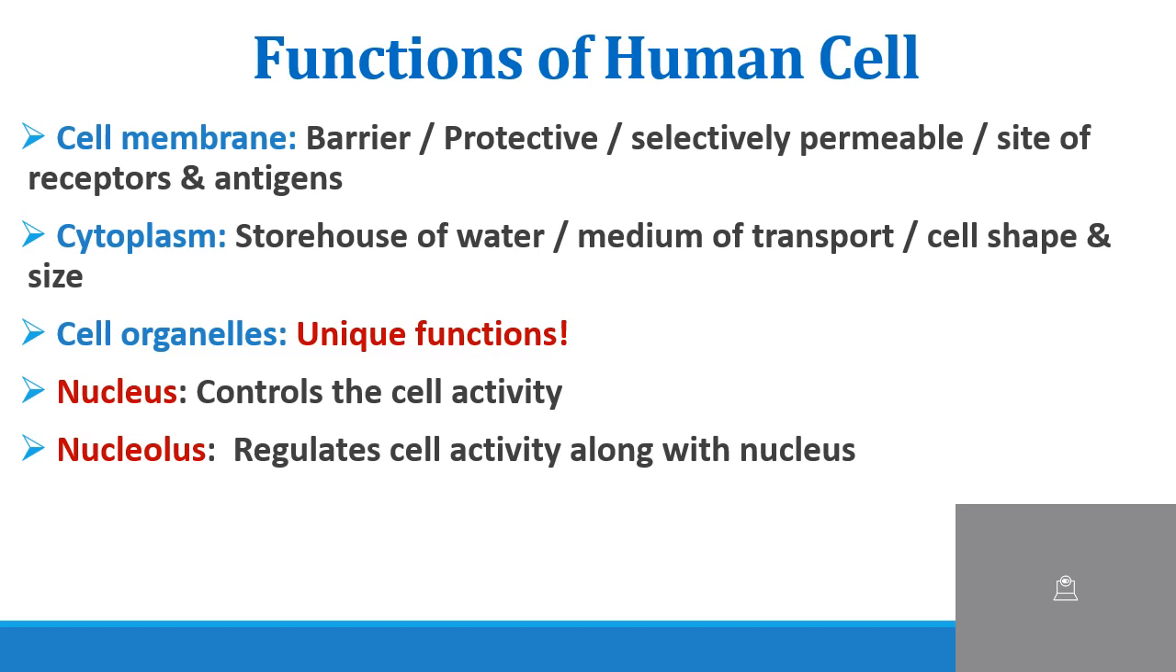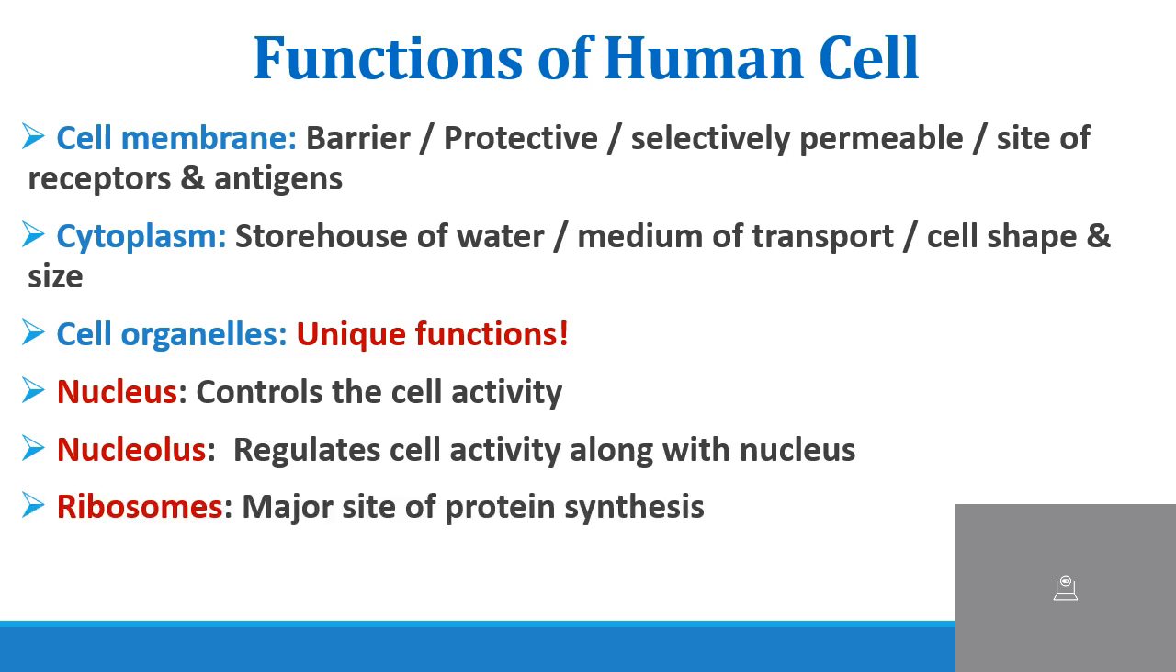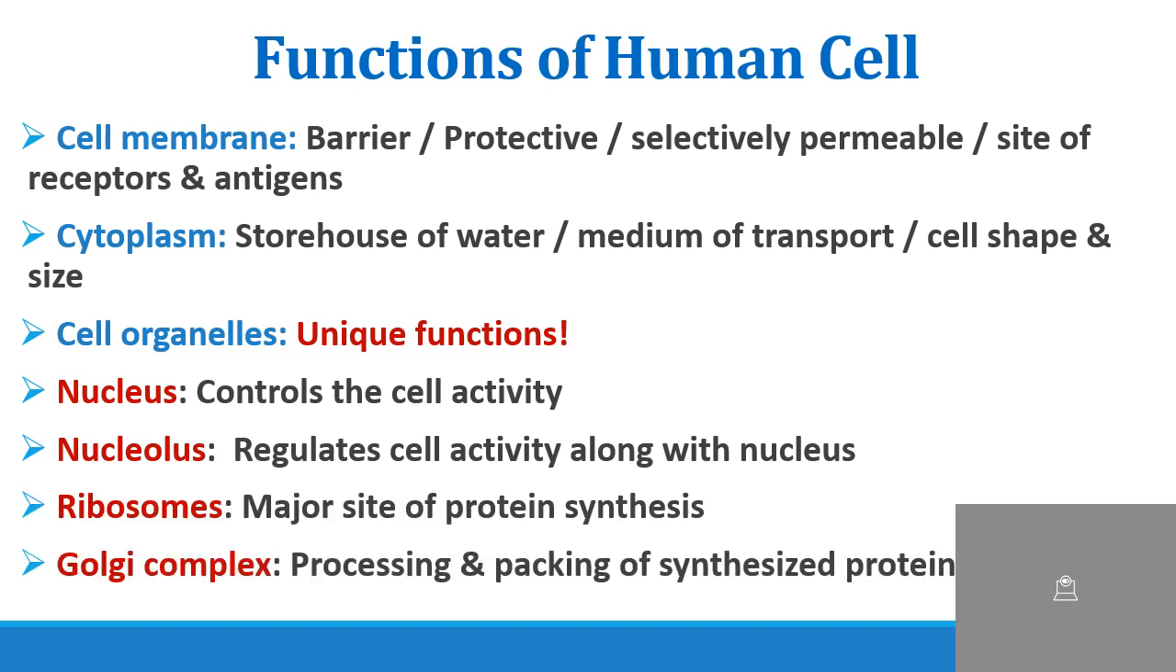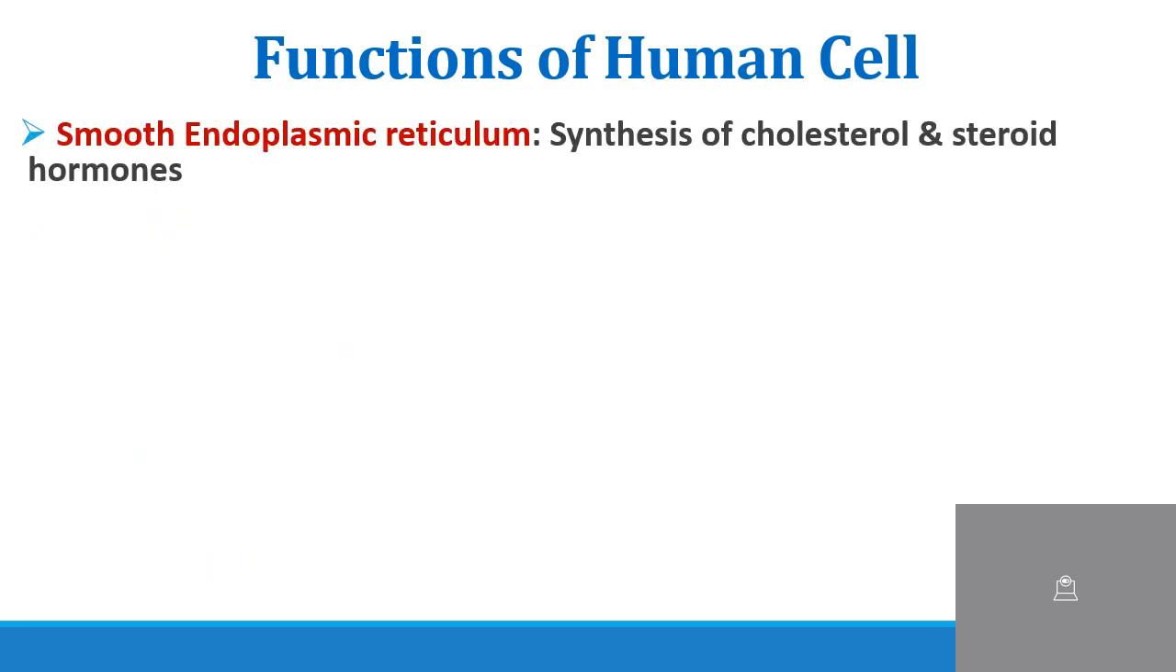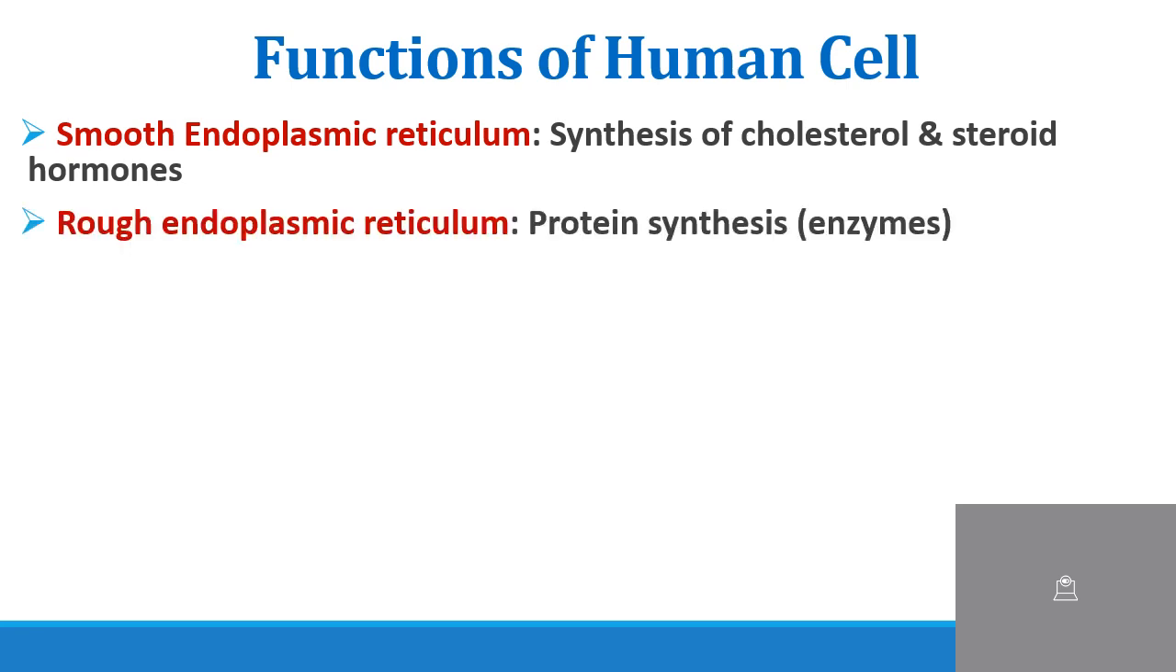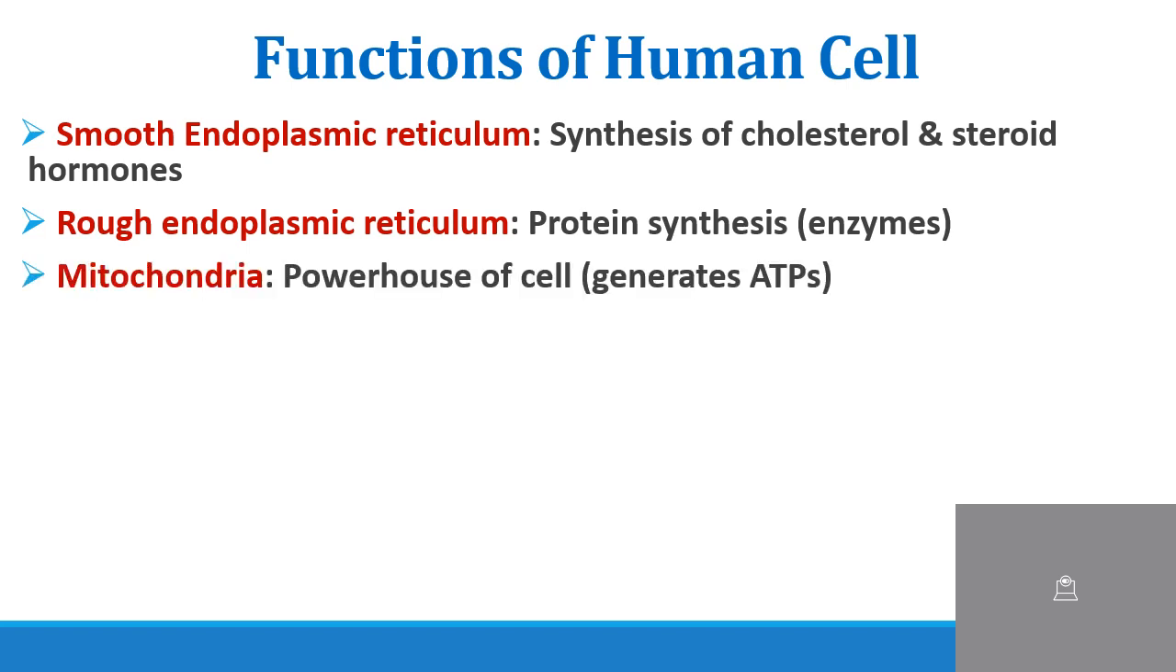The nucleolus regulates the cell activity along with the nucleus. To some extent, it also has a role in protein synthesis. Ribosomes are the major site of protein synthesis, whereas the Golgi complex is responsible for the processing and packing of the synthesized protein molecules. Smooth endoplasmic reticulum is associated with the synthesis of cholesterol and steroid hormones, whereas rough endoplasmic reticulum is associated with protein synthesis, like enzymes and granules.